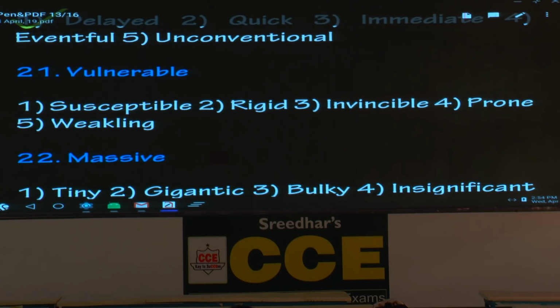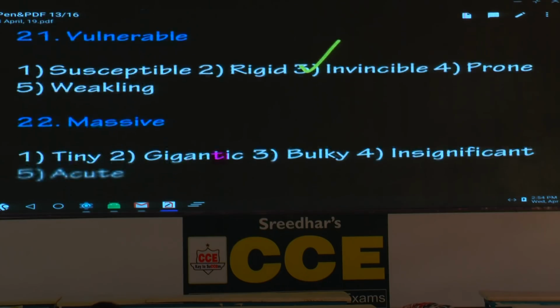Weakling, someone is very weak. A bag of bones, thin like a skeleton. Then what is the word we use? Weakling. But is it relevant here? No. What is the answer? Vulnerable on the negative side, likely to get exploited, and opposite, very strong. Answer is invincible. Massive. Massive means what?